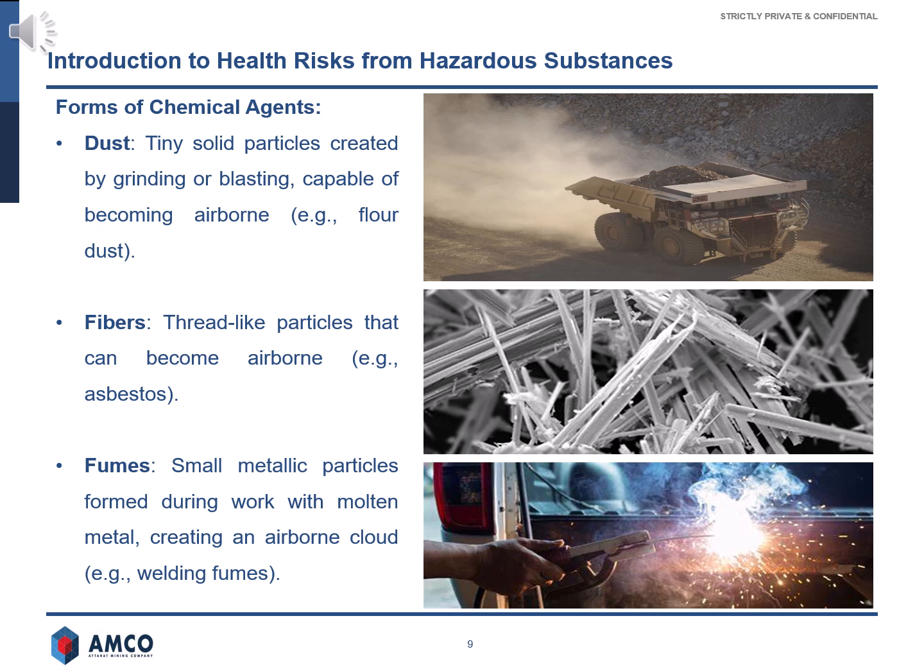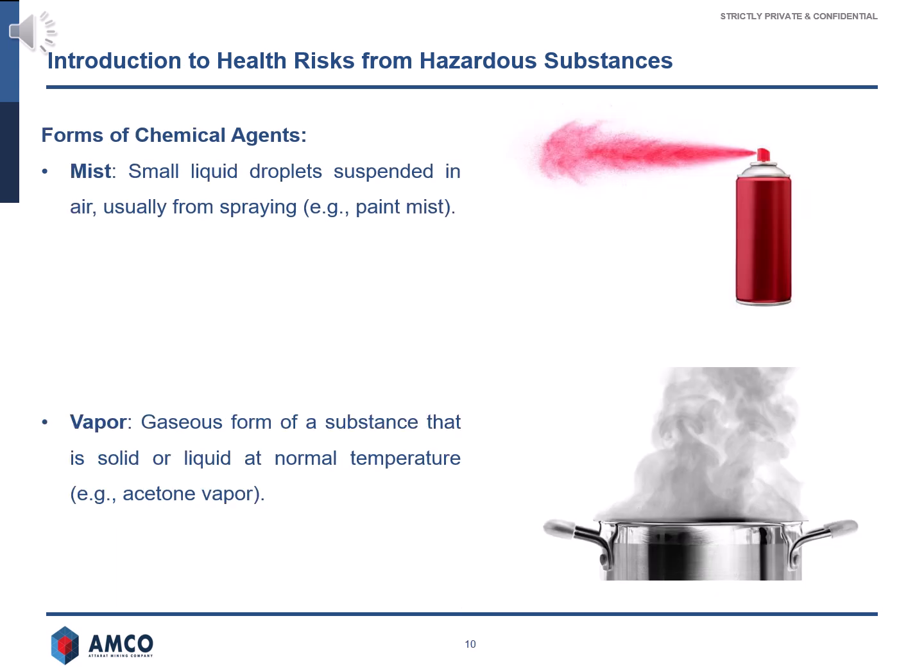Dust, tiny solid particles created by grinding or blasting, capable of becoming airborne, e.g., flour dust. Fibers, thread-like particles that can become airborne, e.g., asbestos. Fumes, small metallic particles formed during work with molten metal, creating an airborne cloud, e.g., welding fumes. Mist, small liquid droplets suspended in air, usually from spraying, e.g., paint mist. Vapor, gaseous form of a substance that is solid or liquid at normal temperature, e.g., acetone vapor.